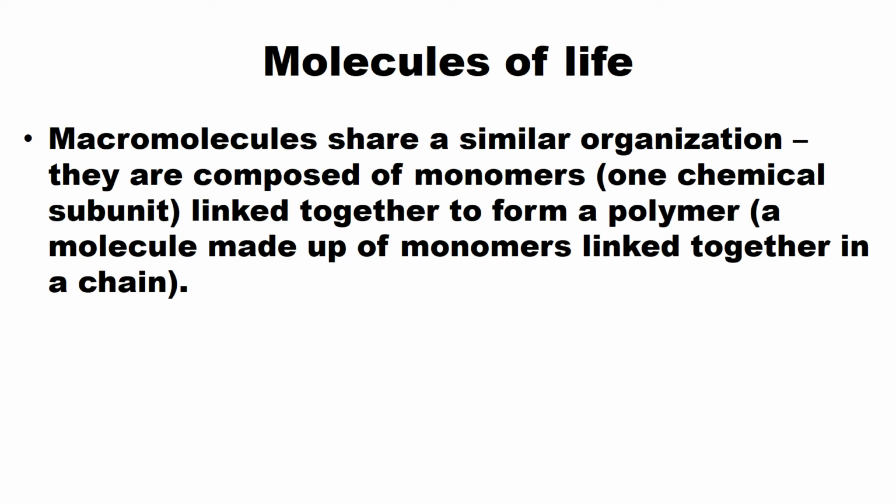These four biomolecules of life share a similar organization. They are composed of what we call monomers, which are basically one chemical subunit, for example, a glucose molecule. And if you have a bunch of glucose molecules that are bonded together, then we call that a polymer. So a polymer is just a bunch of monomers that are bonded together.